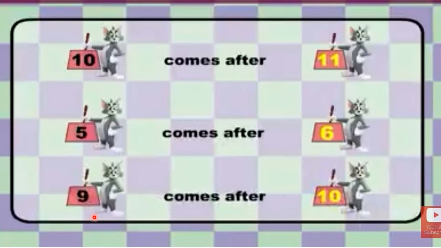Here we are going to see after numbers. In the previous picture we have seen before numbers. In this picture we see after. 10 after, what comes? 11. Okay? 5 after, what number will come? 6. Here is a 6. They have given 9. 9 after, what number will come? Yes, 10. 10 will come.